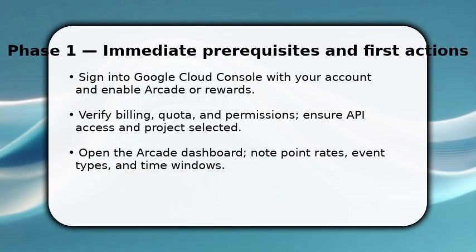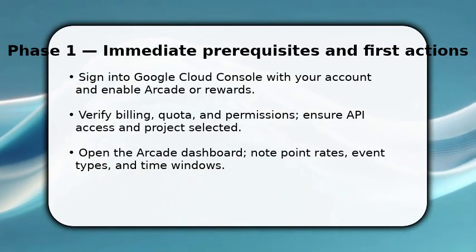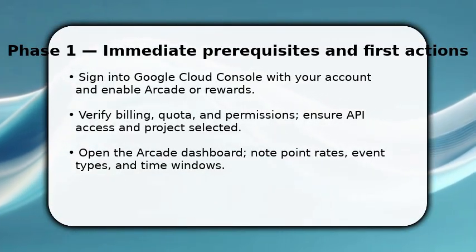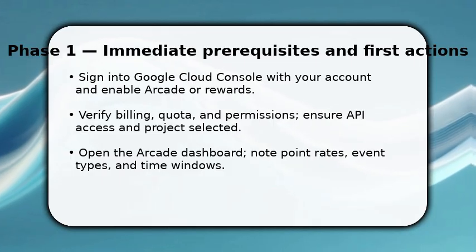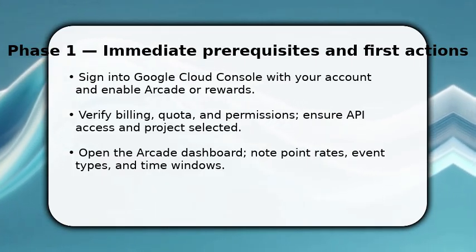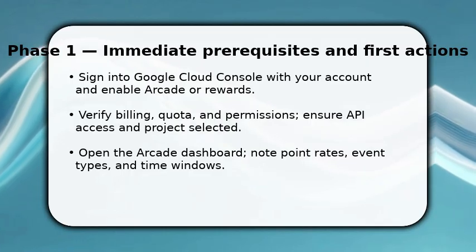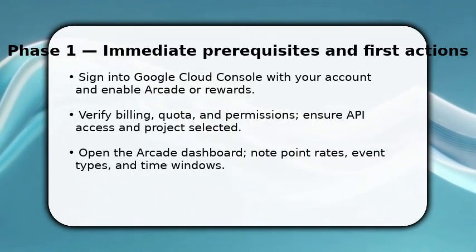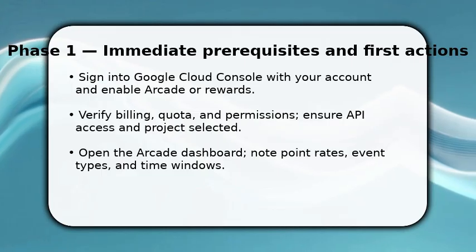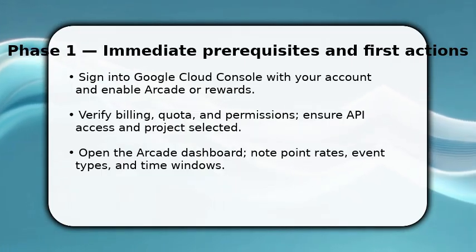You start by confirming the essentials. Log into Google Cloud Console and pick the project that will track arcade points. Once signed in, enable the arcade or rewards feature and grant the minimal API and billing permissions required. Next, open the arcade dashboard so you can see point rates and eligible activities.